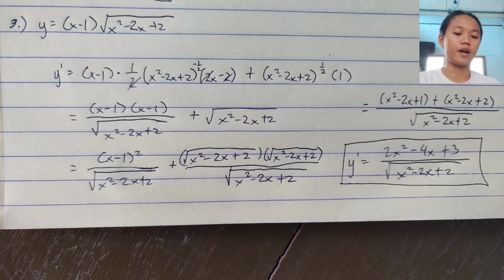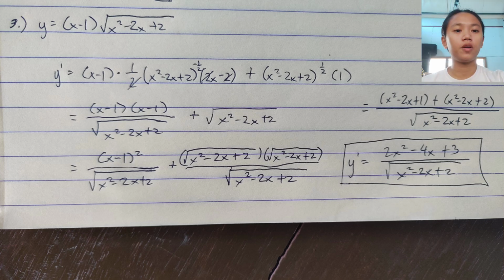For the third task, which is to find the derivative of y equals (x minus 1) times the square root of x squared minus 2x plus 2, we will use the product rule. The product rule is: if f of x equals g of x times h of x, then f prime of x equals g of x times h prime of x plus h of x times g prime of x. In this case, our g of x is (x minus 1) and our h of x is the square root of x squared minus 2x plus 2.